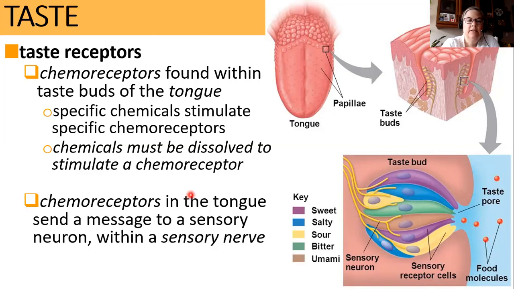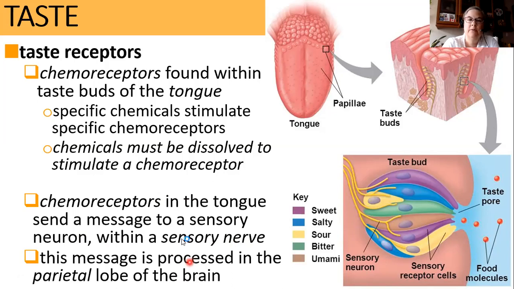Okay, so chemoreceptors in the tongue send a message to a sensory neuron within a sensory nerve. I didn't give you the name of the nerves. You don't need to know it. Processed by the parietal lobe of the brain. So again, we need to understand there's a pathway to the brain. From the receptor, it's going to go to a sensory neuron, which is within a particular nerve, which is going to make its way to a part of our brain. So we have the perception of it.